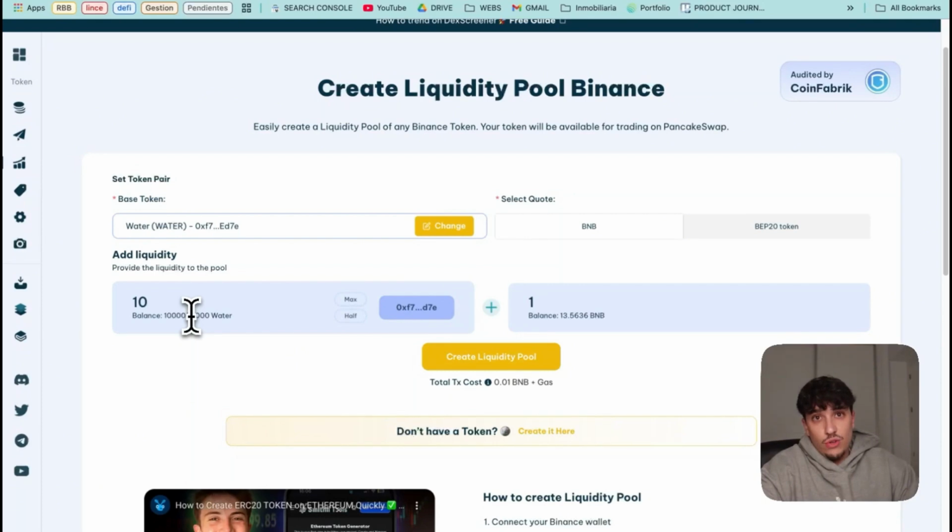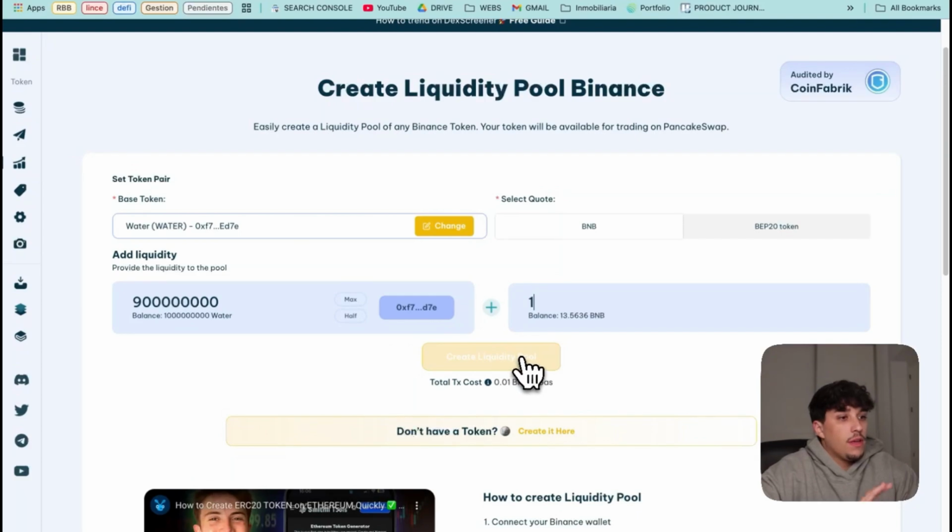You can graph tokenomics if you need it, but for a meme coin, I would say add 90% of the supply to the liquidity pool and you are good. And at least 1 BNB. In this case, I'm going to add 1 BNB also. We click on the create liquidity pool button. It will open the transaction.